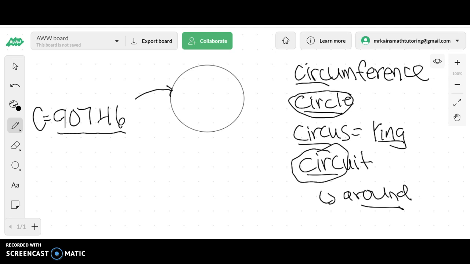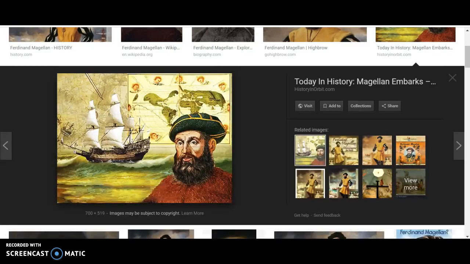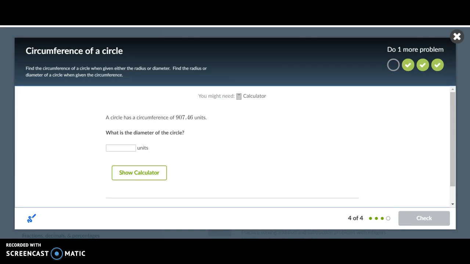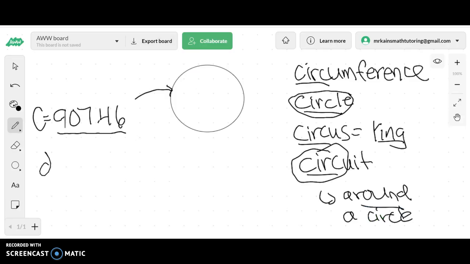So circumference, like Magellan would circumnavigate the globe. Remember Magellan, remember him? So he would circumnavigate the globe. He would go around the globe. So circumference is the measurement around a circle. The measurement around a circle. So if we're given a circumference of 907.46, and a question says, what is the diameter? What is the diameter?